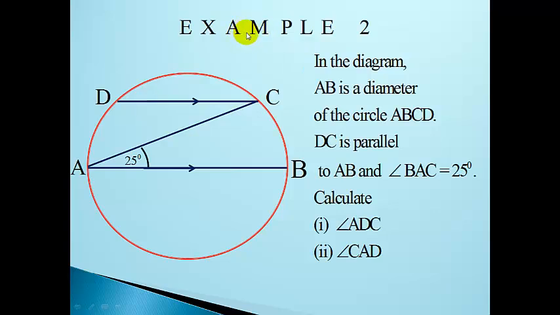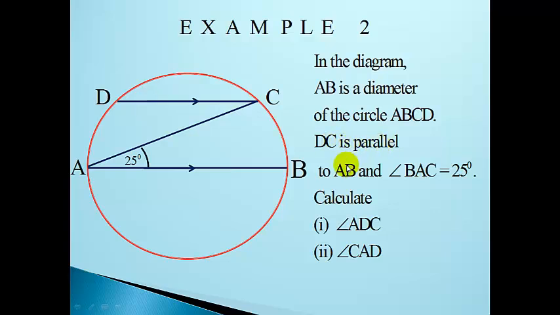Now we consider the example here. In the diagram, AB is a diameter. So we are told that AB is a diameter, and we know that a diameter is a line that divides a circle into two equal halves. So in the diagram, AB is a diameter of the circle ABCD.